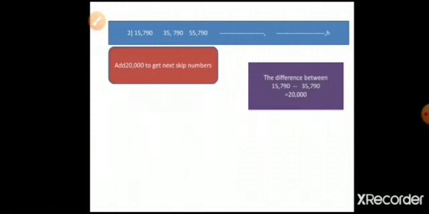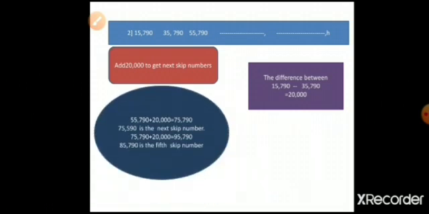Here the fourth one is a skipped number. The fourth one's previous number is which one? 55,790. To that number we add the difference, then we get the fourth skip number. 55,790 plus 20,000 equals 75,790. This is the fourth skip number. To the fourth number, 75,790, we add the difference, then we get the fifth skip number, 95,790.